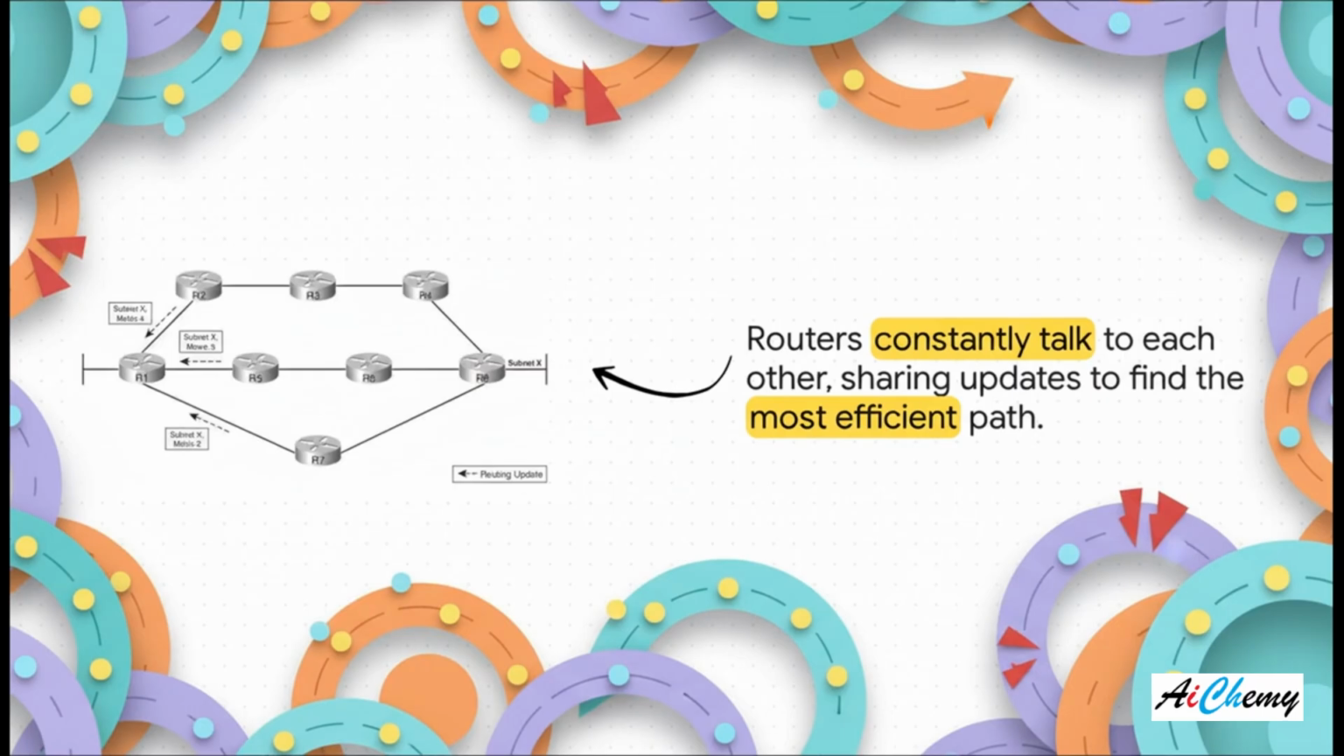And here's where it gets really cool. This isn't a static system where the paths are set in stone. No way. All these routers are constantly chatting with each other, giving updates on network traffic. If one path suddenly gets super busy, think of it like a digital traffic jam, they'll instantly find a new, clearer route for your data. It all happens automatically to make sure things are as fast and efficient as possible.